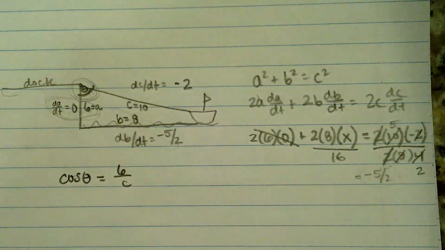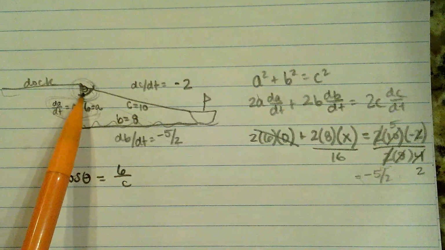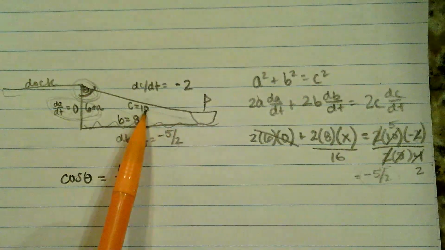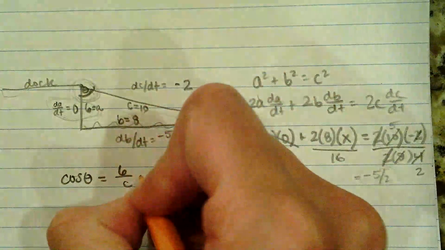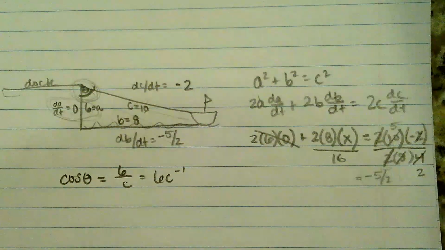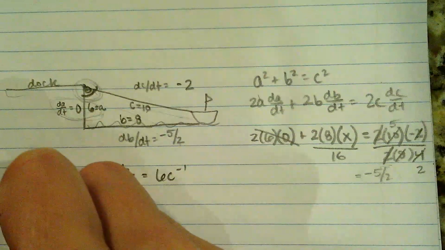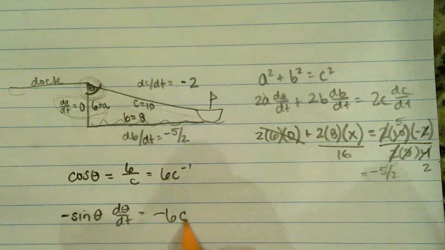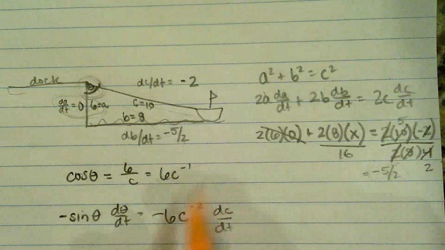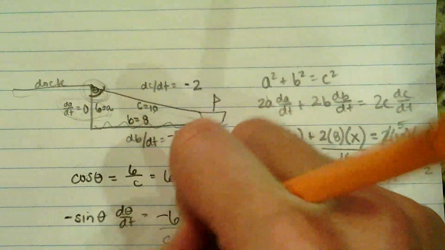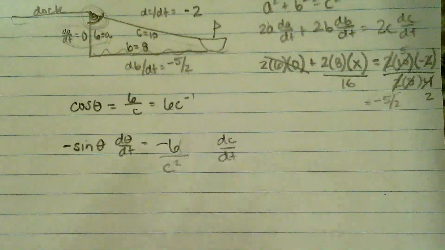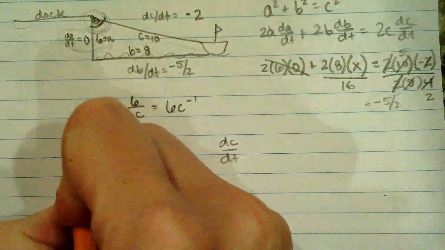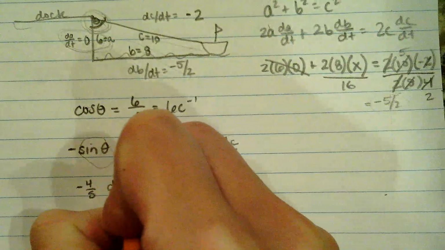I'll eventually plug it in after I differentiate because we want to know at what rate this angle is changing when this segment length is 10. But in order to differentiate, because that's not a constant and that is changing, I need to keep the c there until I'm done differentiating. So when I take the derivative of this, the derivative of cosine is negative sine theta d theta dt equals negative 6 c to the negative second dc dt. And again, this can go into the denominator as c squared. And I start plugging in. The sine of theta is opposite 8 over hypotenuse, so 8/10, which is 4/5. D theta dt is what I'm looking for.